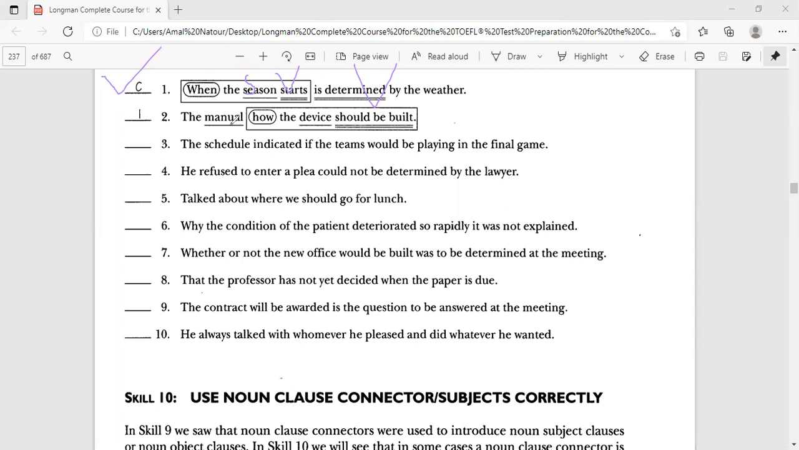The manual here is the subject. Okay, how is the connector? The device is the subject, sorry, and should be built is the verb. Then I have subject, verb, and أداة ربط, the connector, which is the noun clause connector. Here there is a subject, but here there is something missing. What is it? It is the verb. It is incorrect because there is a missing verb.